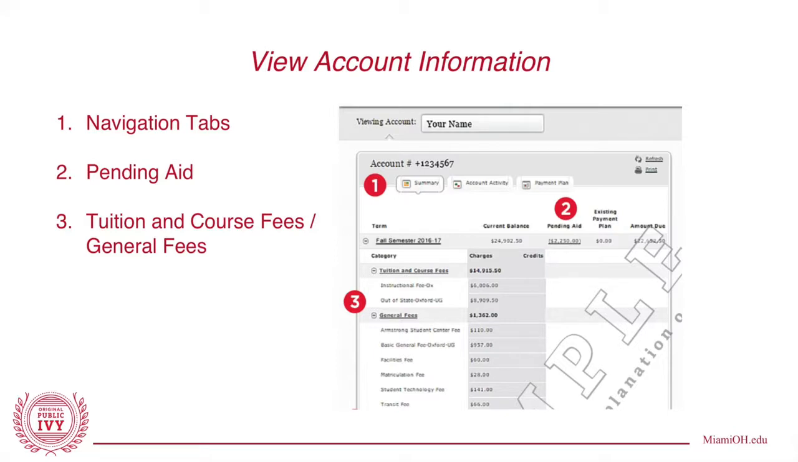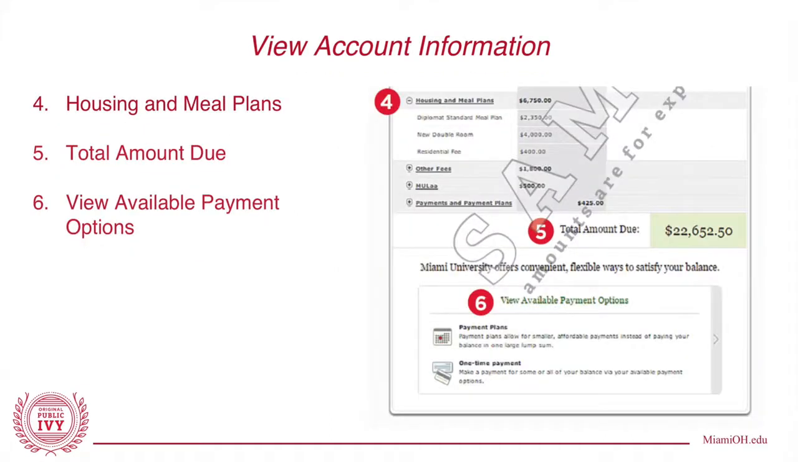Students can view a line-by-line detail of the bill by selecting the Account Activity tab next to the Summary tab. The bill will also include a student's housing and meal plan charges, as well as moolah. Please contact the Office of Housing Options, Meals and Events, known as the Home Office, with any questions or concerns about these charges at 513-529-5000.